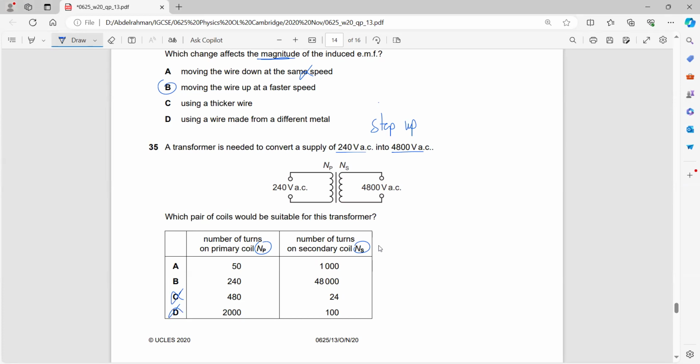Very simply, we can write down the equation NP over NS equals VP over VS. If you calculate VP over VS, 240 over 4,800, this would be the same as 50 over 1,000, which is A. If you calculate, for example, 240 over 48,000, it would not give you the same answer. It's a simple trial and error question.